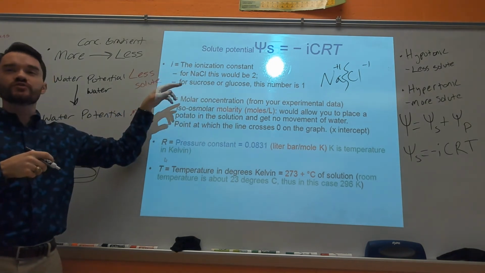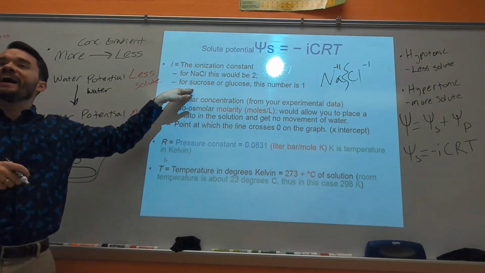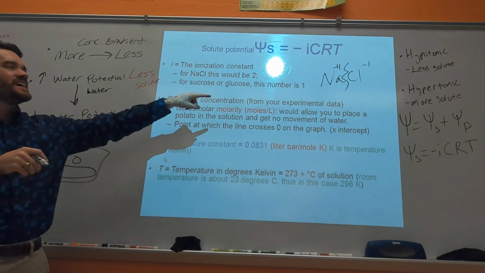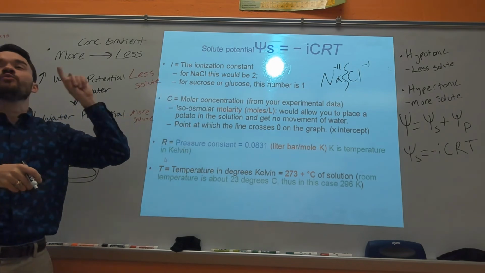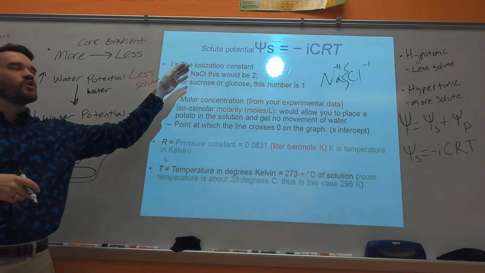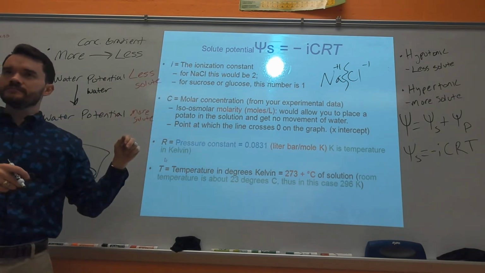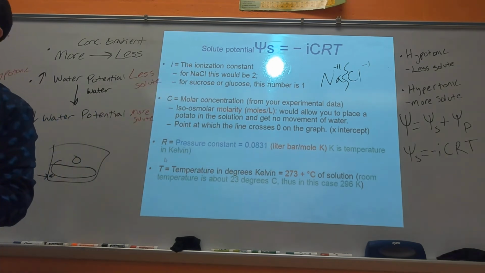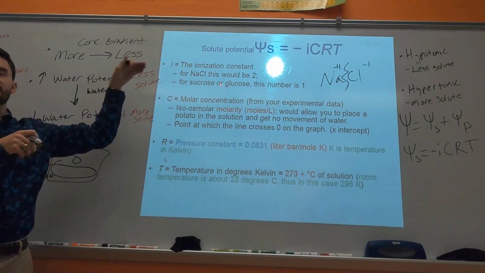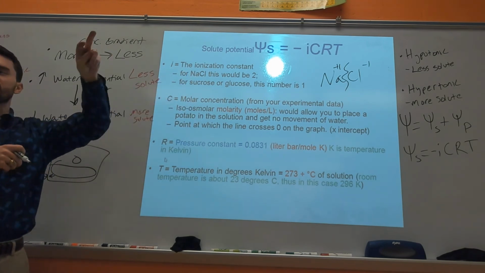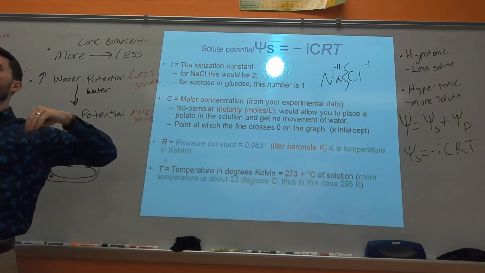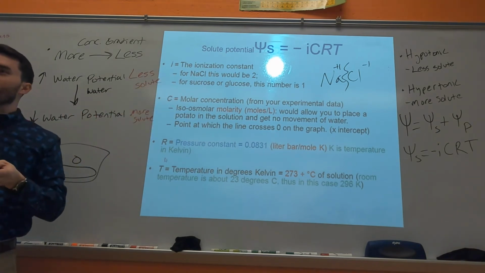Whereas glucose or sucrose, your sugars, they aren't ionic compounds, they're covalent compounds. They don't break apart into multiple ions. That's why when you put them in water, they have just a 1 for the ionization constant. Okay, so usually 1 or 2 would be your number for i. Aditya? Yes, yeah. Basically, how many parts does this break up into? NaCl breaks up into 2 parts. Glucose, when you put it in water, doesn't break apart. It just stays as 1.